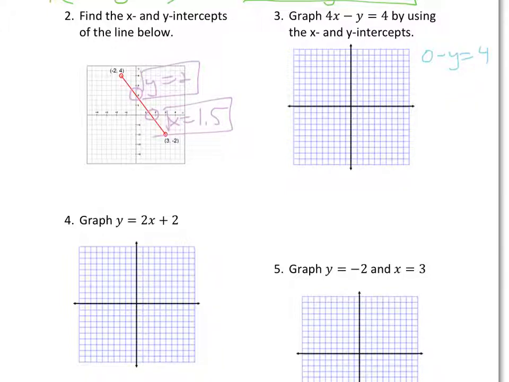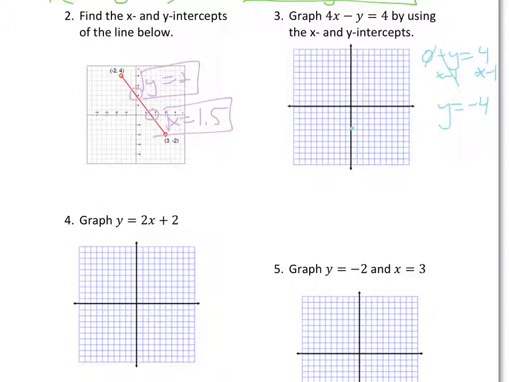All right, then we just need to solve for y. So that 0 doesn't do anything, don't need to worry about it. But we have negative y equals 4. So what we need to do is multiply both sides by -1 in order to cancel out our -1 there. So y equals 4 times -1, which is -4. So our y-intercept is -4. Go down 4 and graph it.